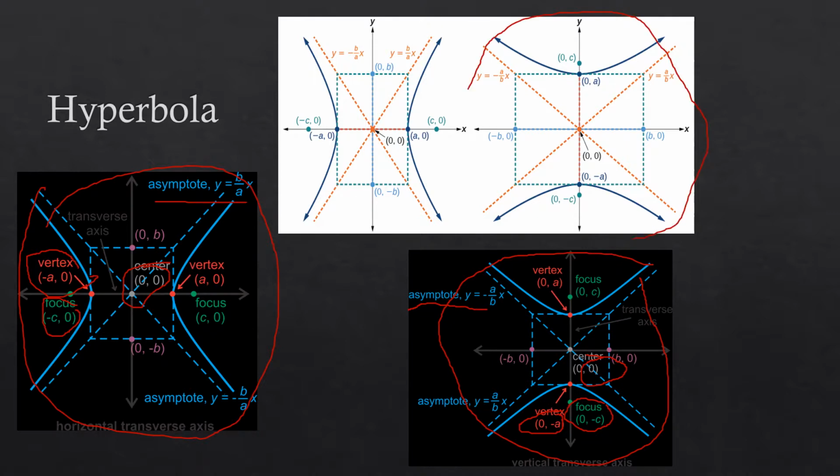Up here shows pretty much the same thing, it just doesn't label which is which. This is the vertex, this is the focus, this is the center, this is the asymptote equation.